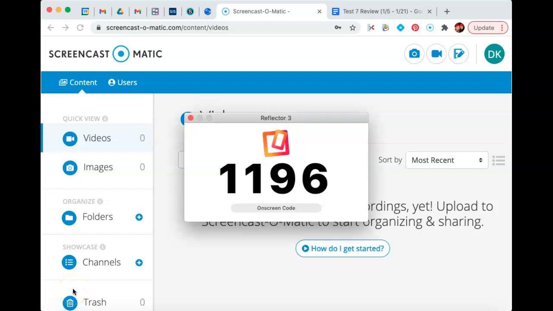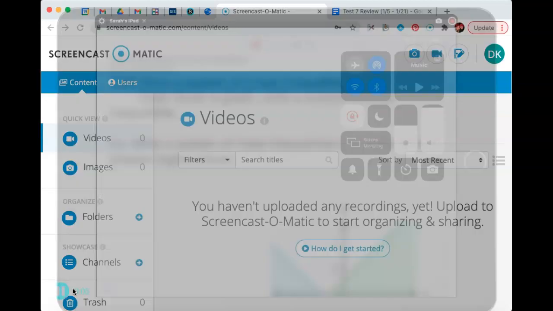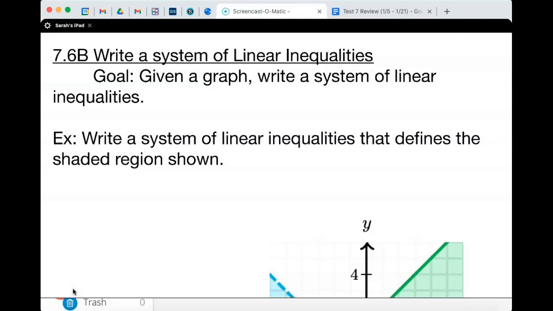What are we doing? We're throwing your iPad at the wall. No, we're not. Made it. Okay. Okay.